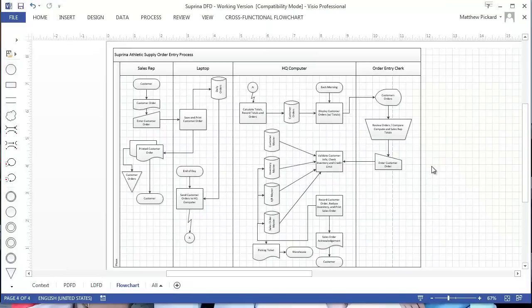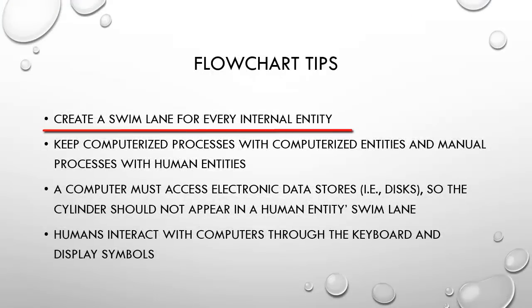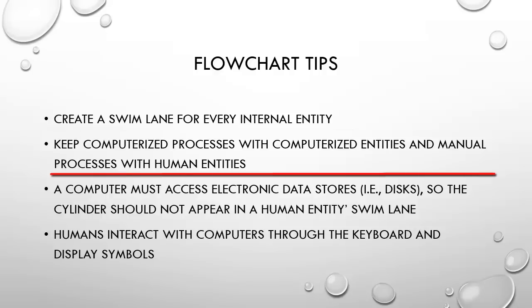So in closing, let's review some of the tips that we have when we're creating flowcharts. First, we want to create a swim lane for every internal entity. If you do that, then you've got the basic structure of your flowchart. Swim lanes are necessary. I've seen students leave them out and they get docked. The second is we want to keep computerized processes in the swim lanes of computer entities and manual processes in the swim lanes of human entities.